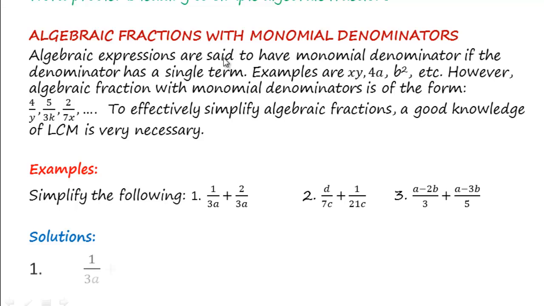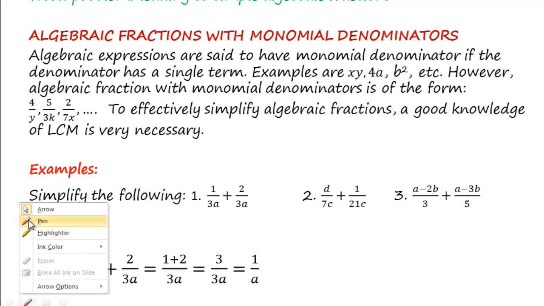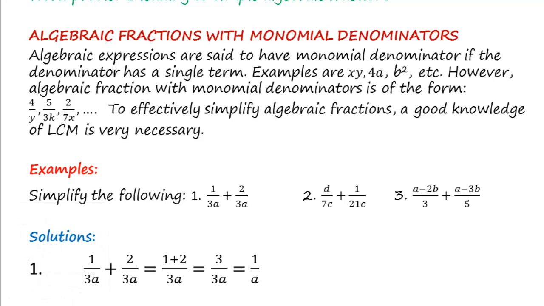Now solution number one. When you consider 1 over 3a plus 2 over 3a, you are going to find the LCM of all the numbers in the denominator. As you can see, the denominators are 3a and 3a. What is the LCM of 3a and 3a? Let me do it like this. What is the LCM of 3 and 3? Which is 3. And what is the LCM of a and a? Is a. That is why you get the LCM to be 3a. Are you getting it now?